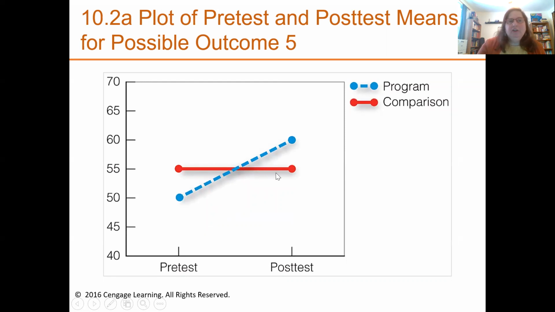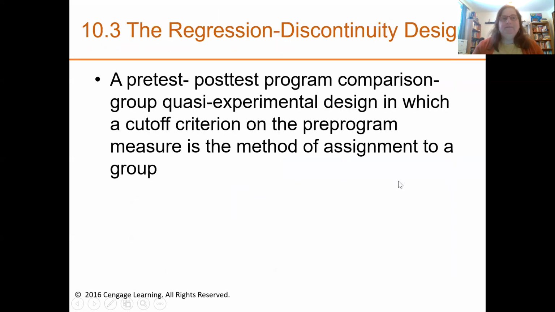And here, the comparison group, again, stays stable. With the program group, they start below the comparison group and then end above it. At least this is a little more clear because they're not way down and they did end above the other group. So it's a little more clear.